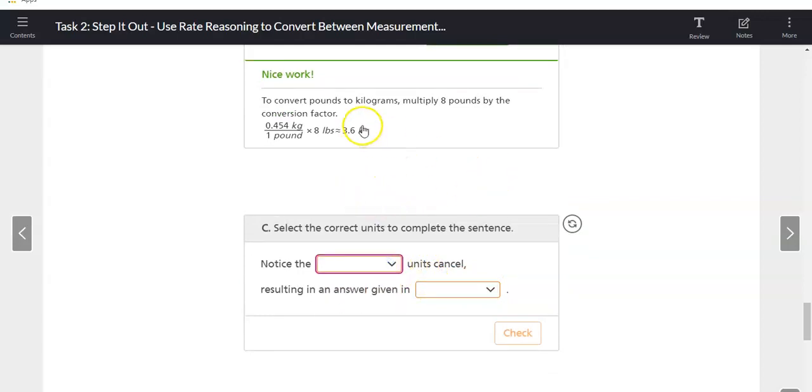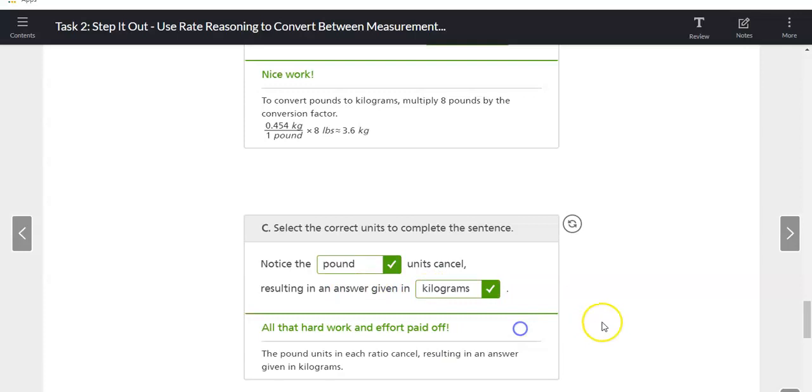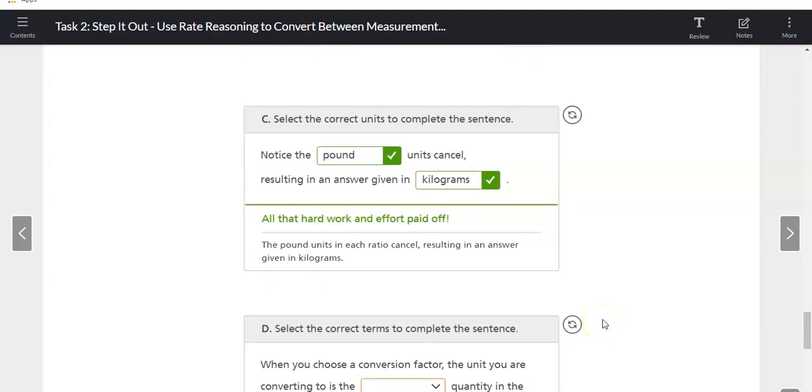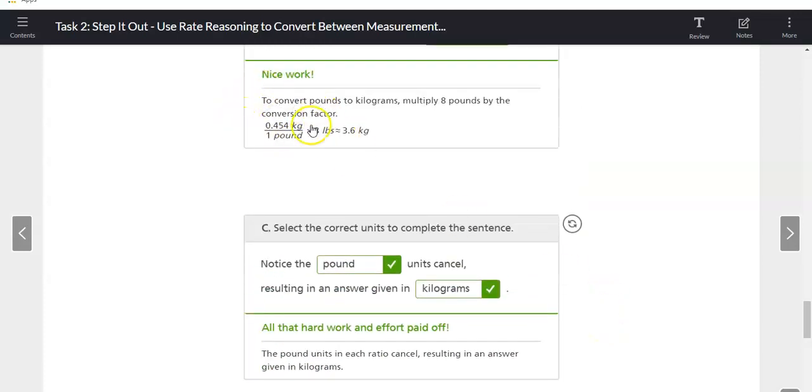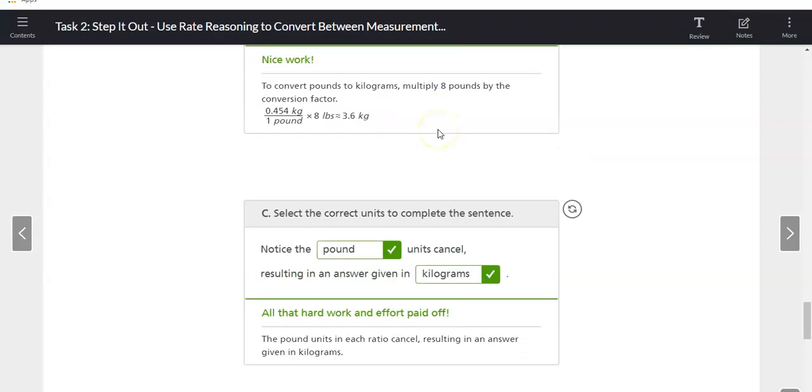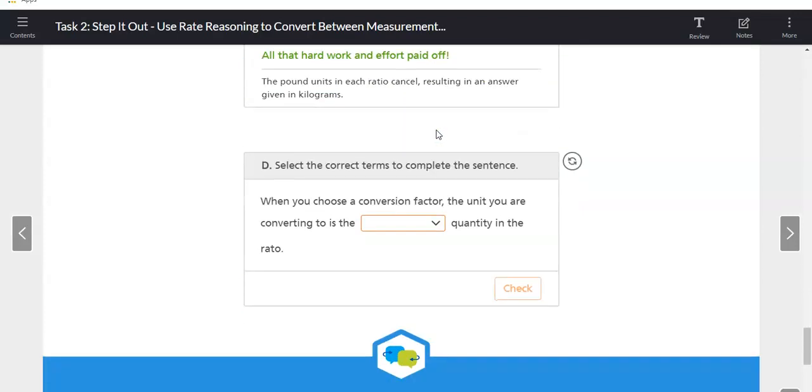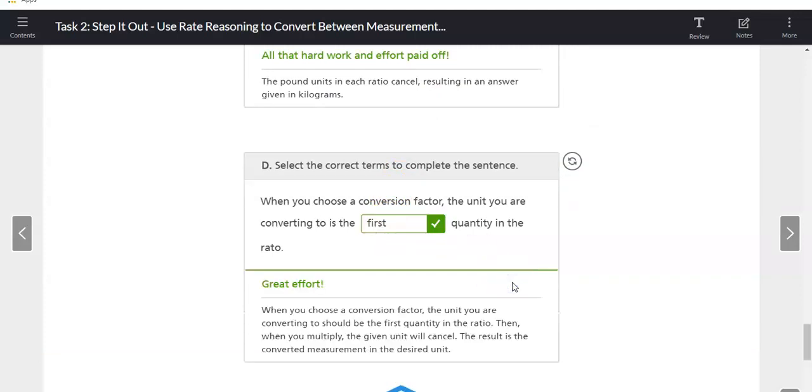So notice when we do this that our pound units cancel, resulting in an answer given in kilograms. Because if I look right here at this one, my pounds cross cancel out. And I'll show more about that in the next upcoming videos. So when you choose a conversion factor, the unit you are converting to is the first quantity in the ratio, because we're going to be multiplying that.